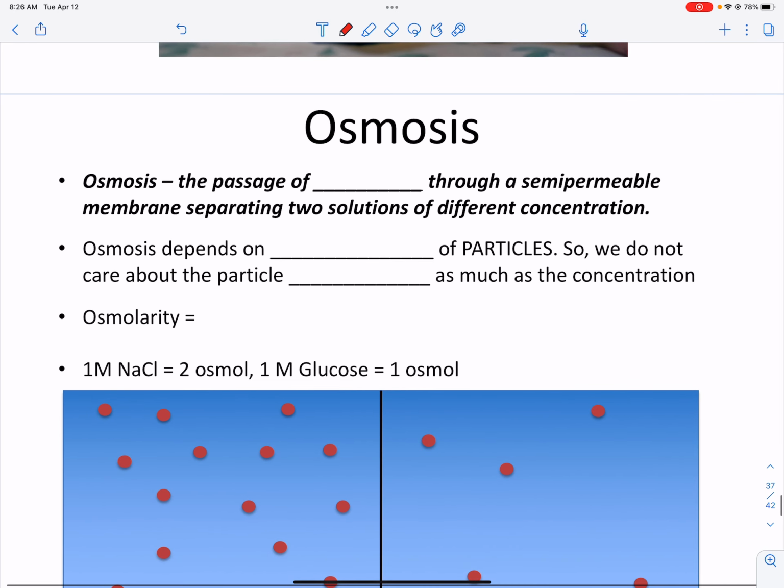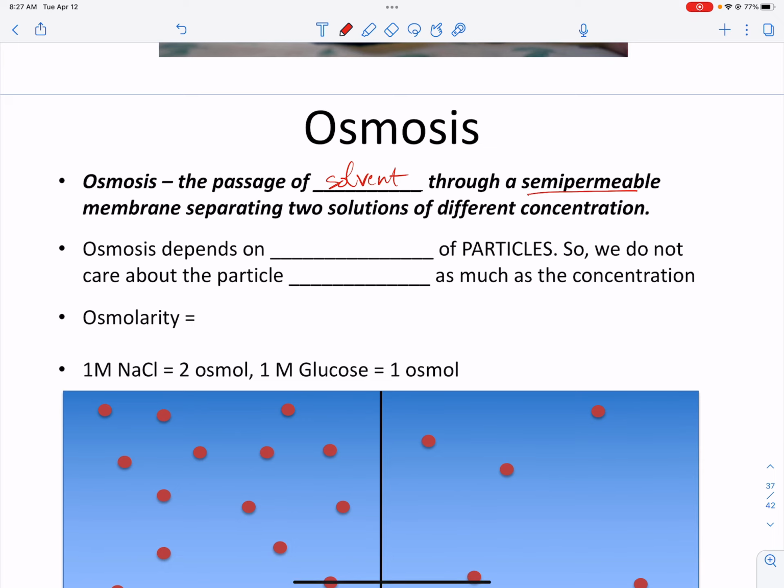So, osmosis is the passage of, let's define it, solvent through a semi-permeable membrane separating 2 solutions of different concentrations. That's a lot of big words. What does this mean? So first off, you know what solvent is, right? Because a lot of people get this part confused. They think it's the passage of the solute particles moving. It's kind of weird to think about the particles staying still and the solvent moving. Okay, but that's what osmosis is. It's the passage of solvent through a semi-permeable membrane.